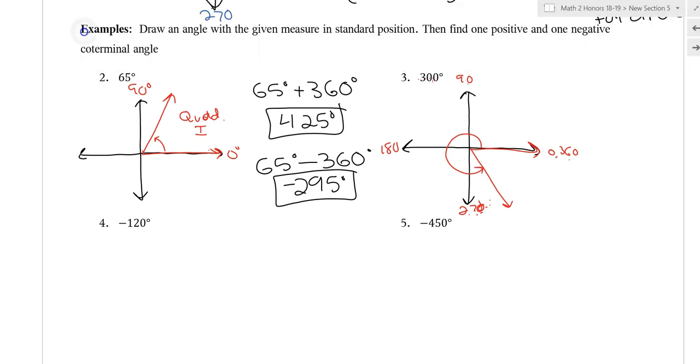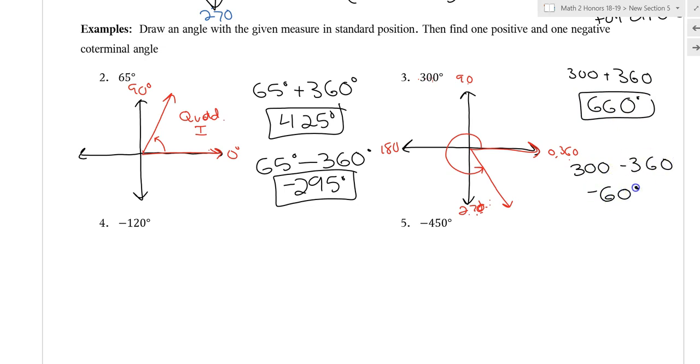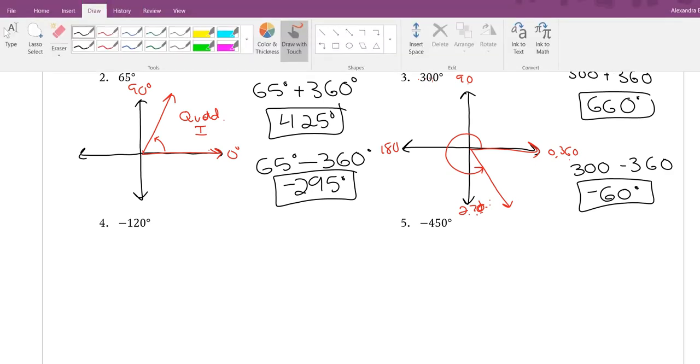Finding my positive and negative coterminal angles. I have 300 plus 360 for my positive. That's going to be 660 degrees. And then 300 minus 360, it's going to be negative 60 degrees. Wonderful. All right, next one.